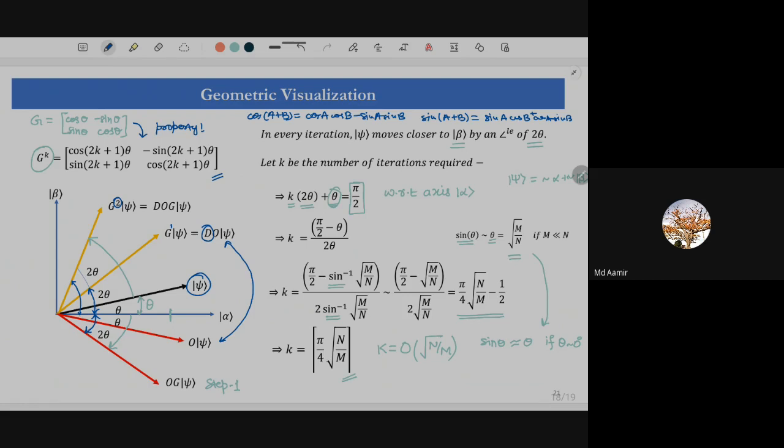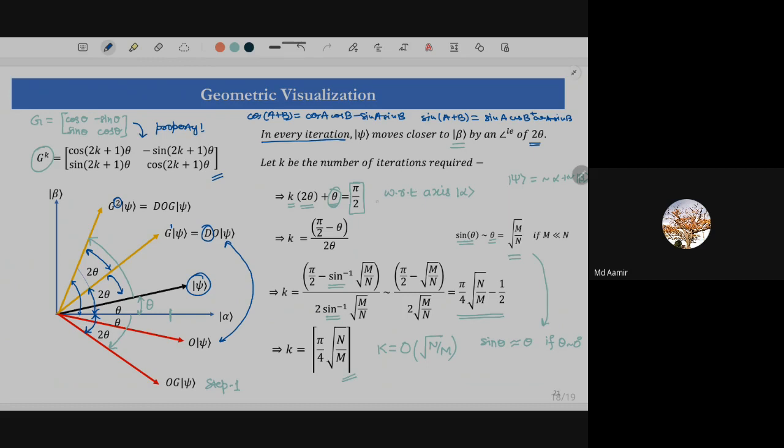So what we can see here is that in every iteration, psi is moving closer to beta by an angle of 2 theta. So we have an increment of 2 theta. This one is also an increment of 2 theta. This one was also an increment of 2 theta. So for every iteration, we are getting closer to beta by an angle of 2 theta.